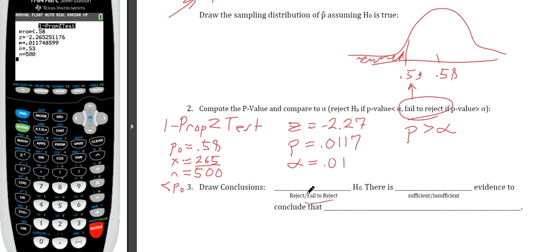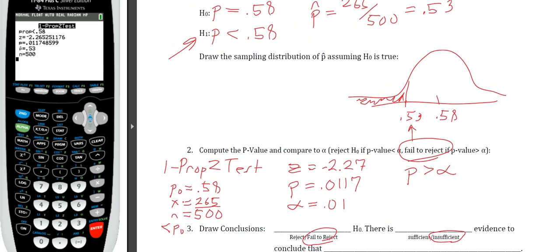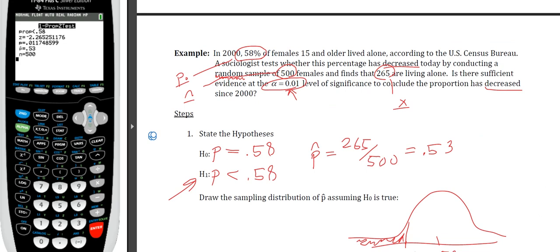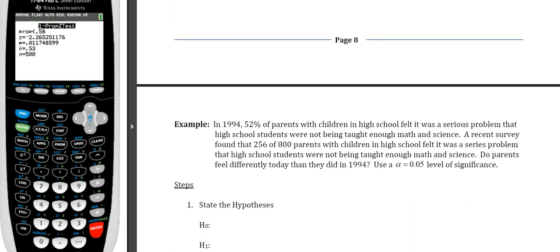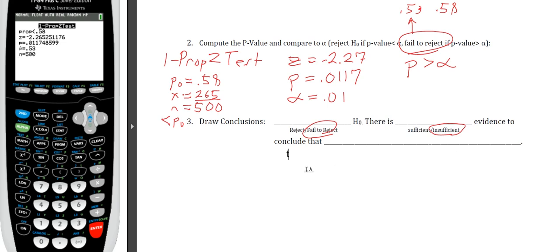So we don't have enough information. We failed to reject the null hypothesis. There's insufficient evidence, or there's simply not enough evidence to claim that, in this case, we're looking at females living alone, the percentage of females living alone has decreased significantly from what it once was.